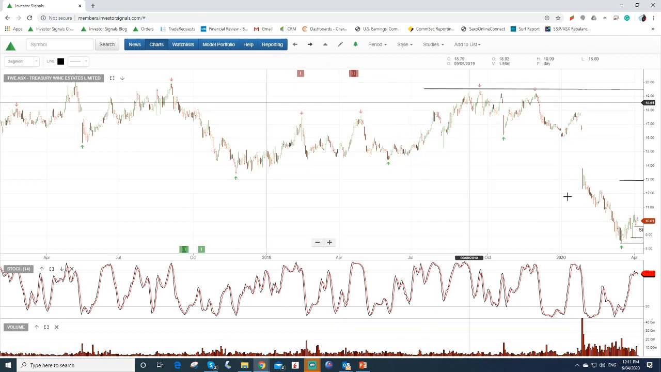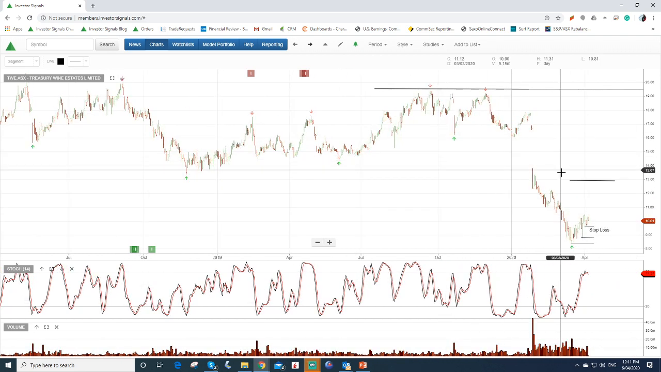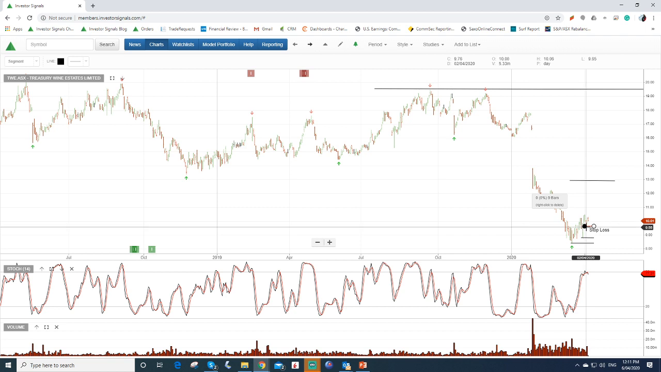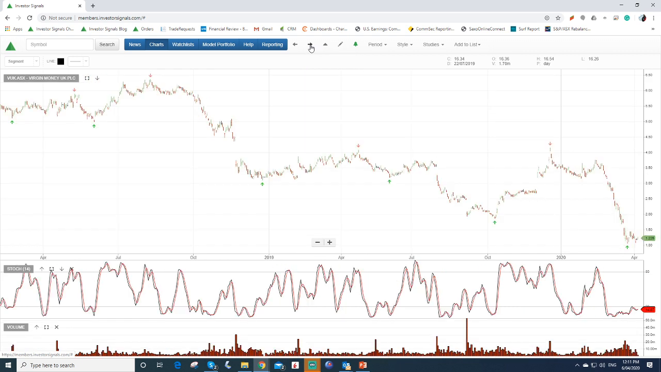Treasury Wines. So this is one that we looked at just to see whether this is in a downtrend. So we look at resistance here at around 1050, and I've just put a support there at around 955, and we're looking to see if that continues to trade above that level.